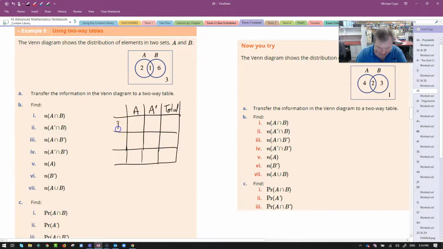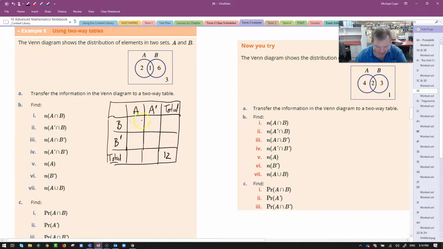Similarly, going the other way, I've got a set. You could be in set B or not in set B. And we've got a total here. And it's just a matter of transferring the information. How many elements do I have altogether? 2 and 1 is 3, and 6 make 9, 10, 11, 12. 3 and 3, 6, and 6 are 12. Check it another way. Oh, I think that's what I agree with.